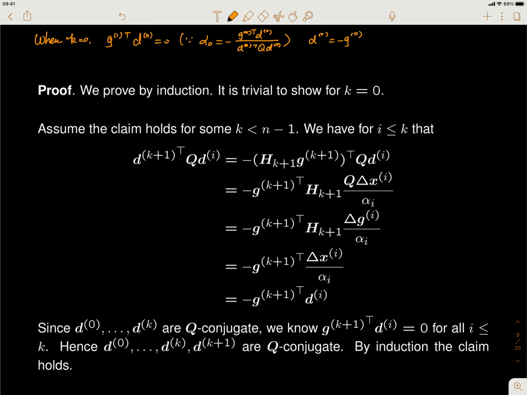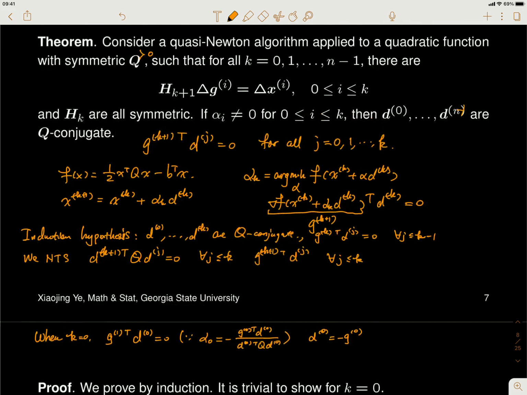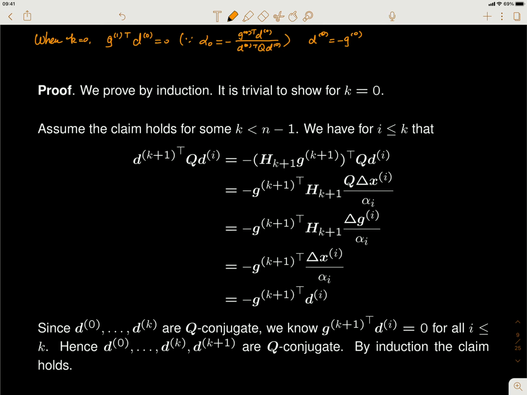Okay, and from this property, we can show that D1 is Q conjugate with D0. Okay, this will be equal to 0. And why is that?